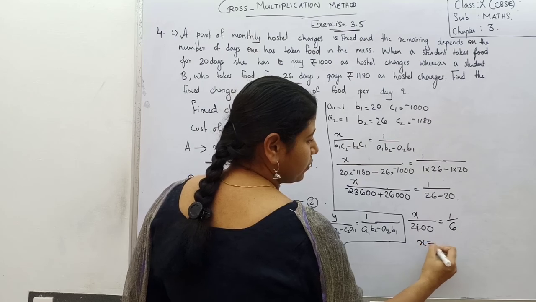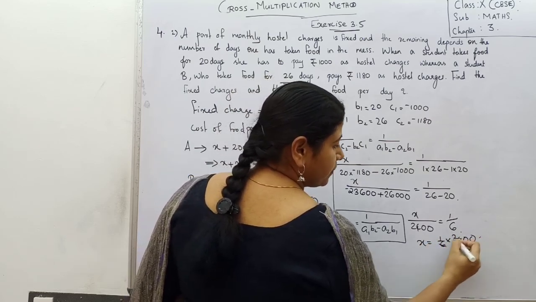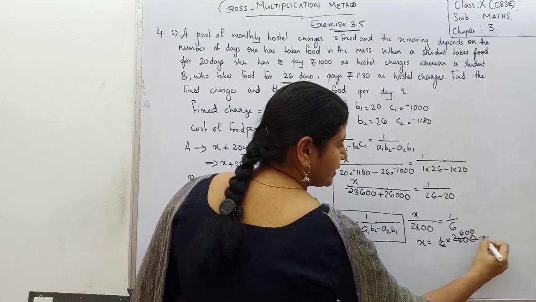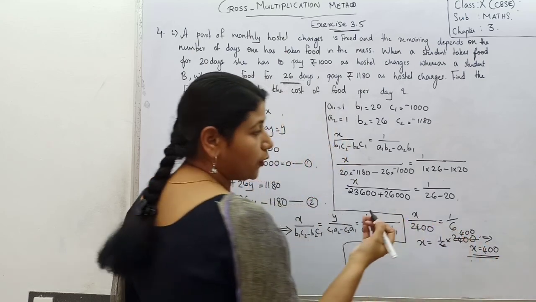Cross multiply, x equal to 1 by 6 into 2,400. We can cancel this. This will be 400. So you will get x equal to 400. So the fixed charge is 400 rupees.